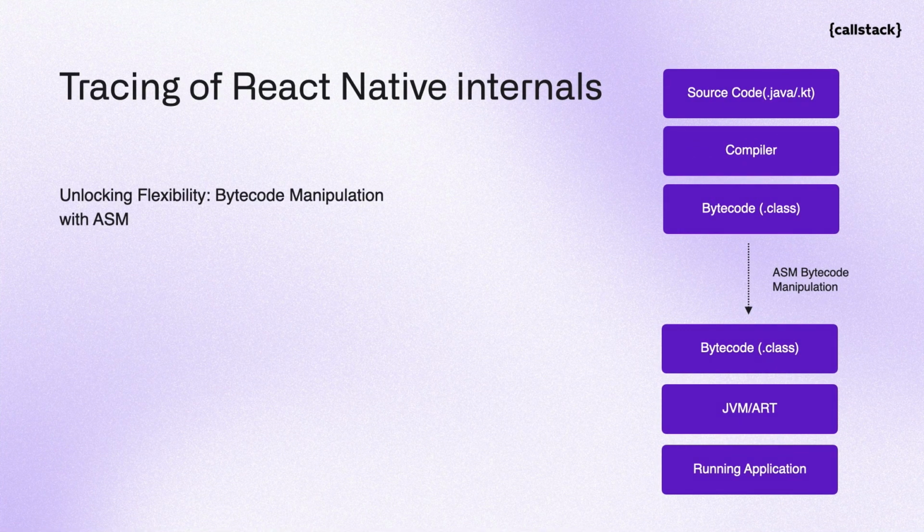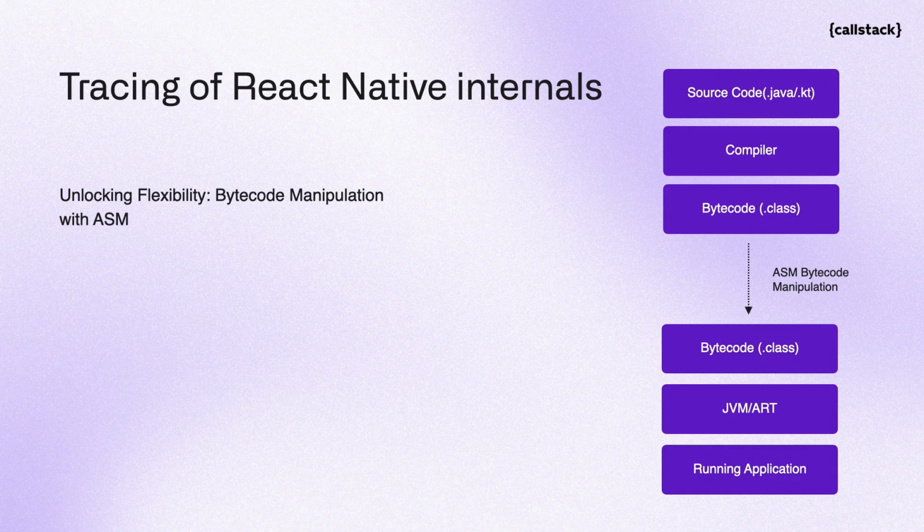Now, let's explore a powerful technique for modifying application behavior after compilation, bytecode manipulation using a framework called ASM. ASM is a Java framework that allows us to read, analyze, and rewrite the compiled bytecode that Android's ART executes. As you can see on the slide, our source code is first compiled into bytecode. ASM steps in at this stage. Think of ASM as a toolkit that lets us programmatically open these .class files and make precise changes.